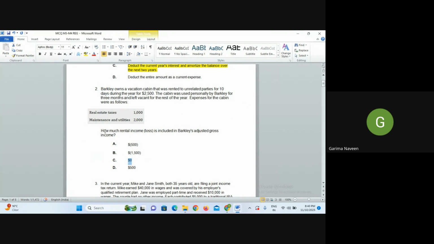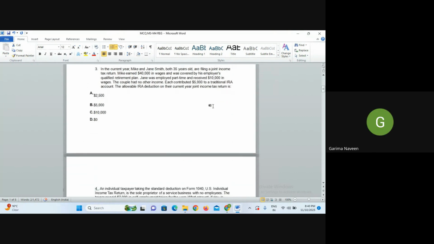Okay. So you have to tell how much rental income and loss is included in your AGI. So no rental income you will include, because you are renting it for only 10 days. Clear? Yes.